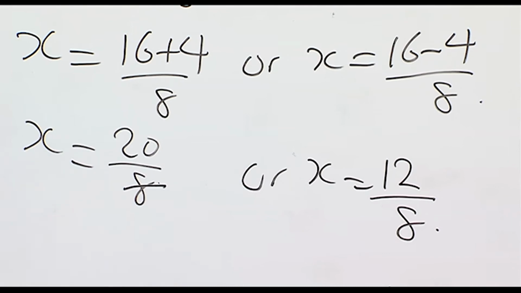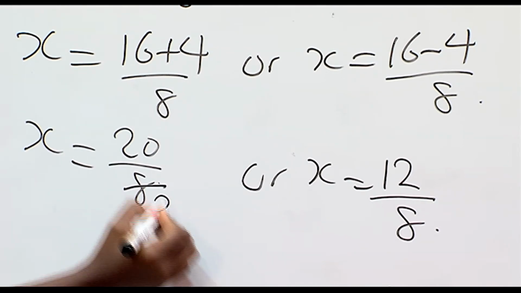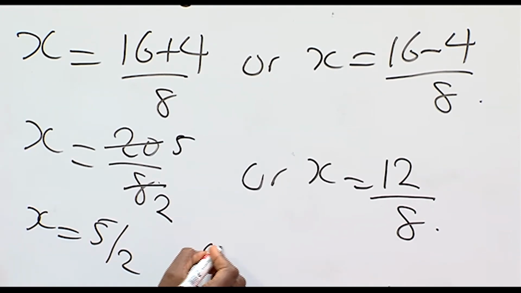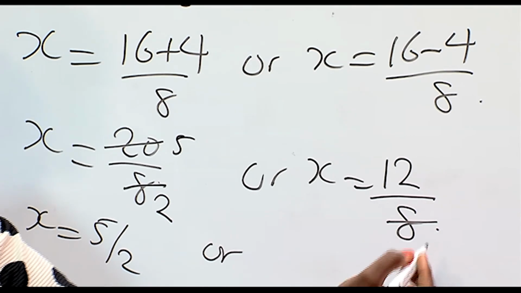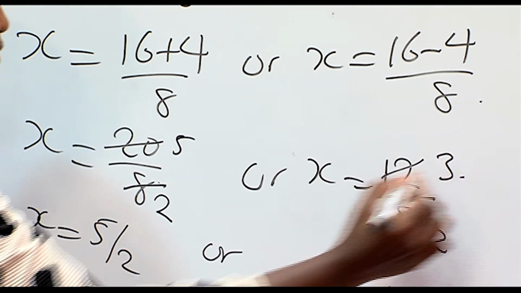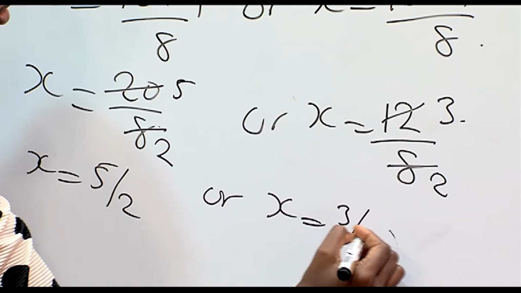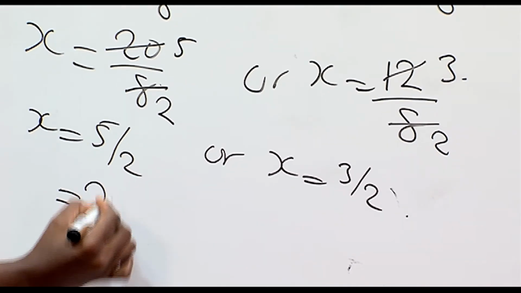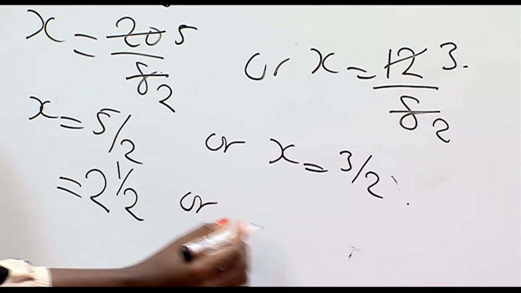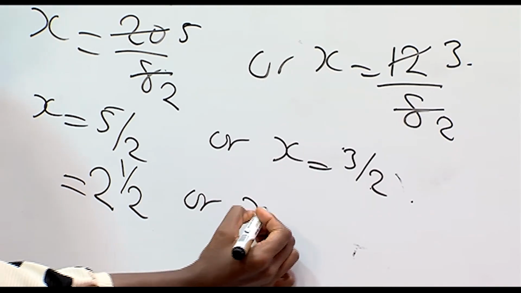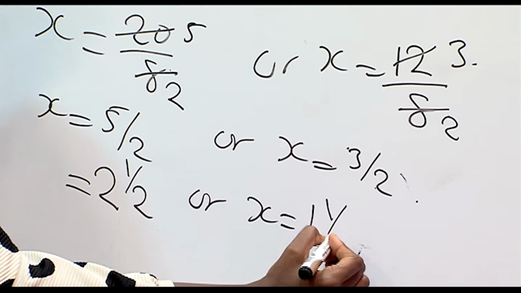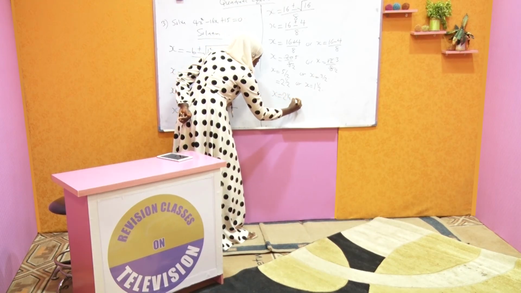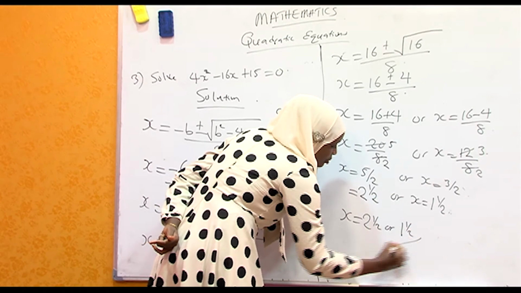Simplifying this, 4 can go, 4 in 8, 2, 4 in 20, 5. So your x is 5 over 2, or 4 in 8, 2, 4 in 12, 3, or your x is 3 over 2. You can still simplify by saying 2 in 5, 2 whole number, 1 over 2, or 3 in 2, 2 in 3 is 1 whole number, 1 over 2. So the values of x is 2.5 or 1.5.